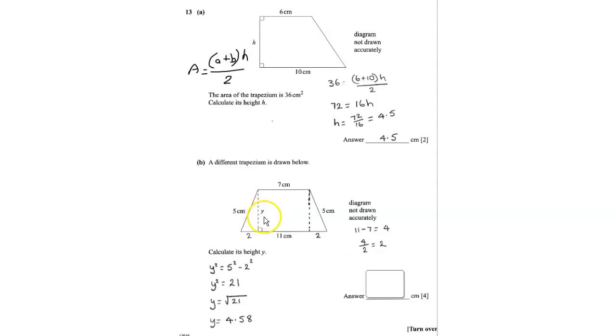So to get one of the shorter sides, we square y and we equal it to the hypotenuse squared, which is 5 squared, and we take away the shorter side, 2 squared. So 5 squared take away 2 squared would be 21. Next we square root that 21, and it should be 4.58. So the answer is the height would be 4.58 centimeters.